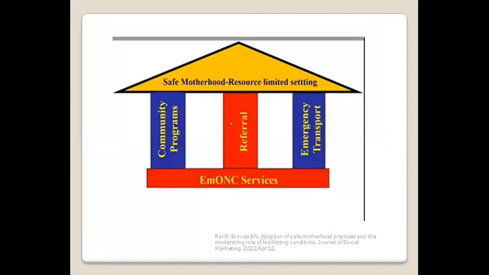If we see safe motherhood in a resource-limiting setting, the emergency maternal and obstetric newborn care services are totally based on referral services, and require community programs or community participation, and also emergency transport facilities, availability of emergency transport facilities.